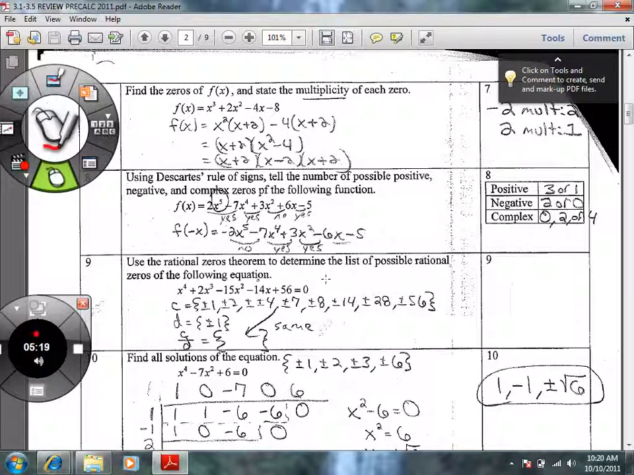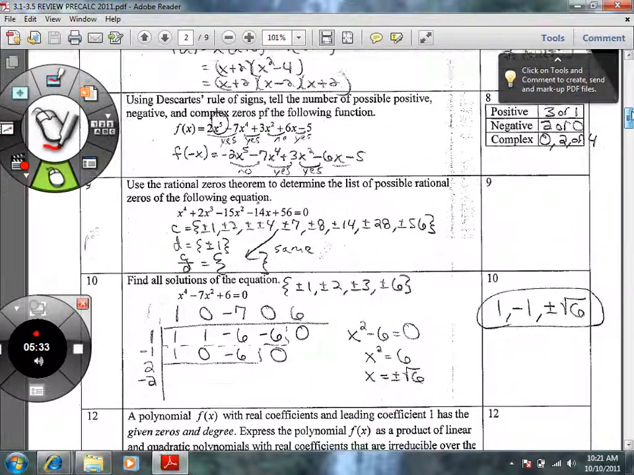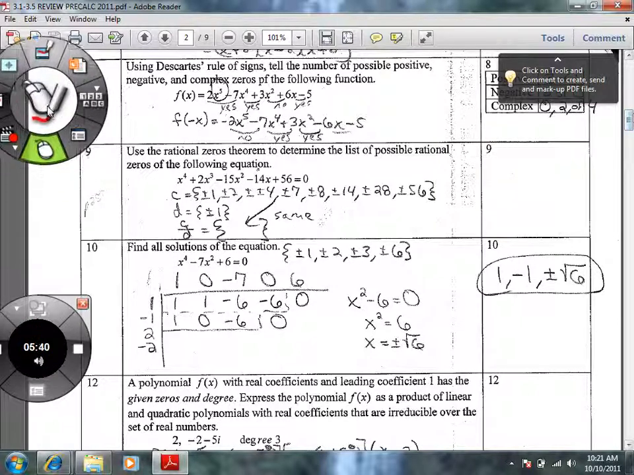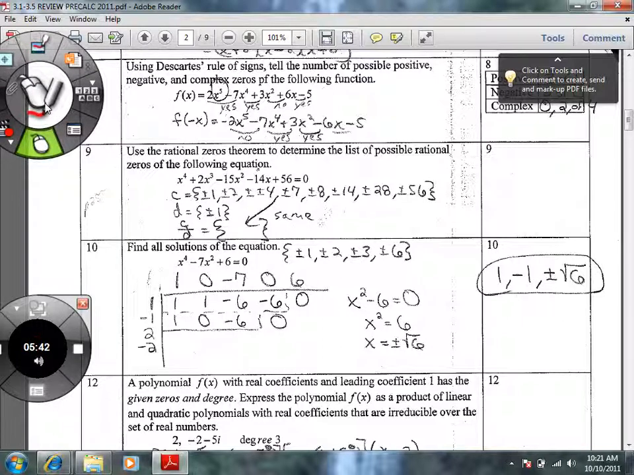Now Descartes' rule of signs, I think we're pretty good at this as well. We're just looking for sign changes of the coefficients. So I'll have the work shown there. You probably don't have any questions about that. Negative real zeros, that's where we plug in a negative x for all of the x's and then do the sign changes again. Your list of possible rational zeros for that next problem, that is doing the C over D.